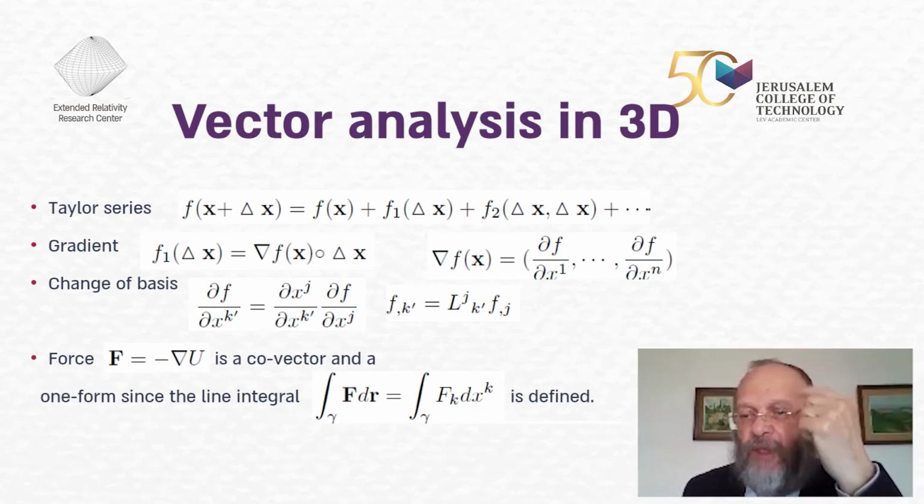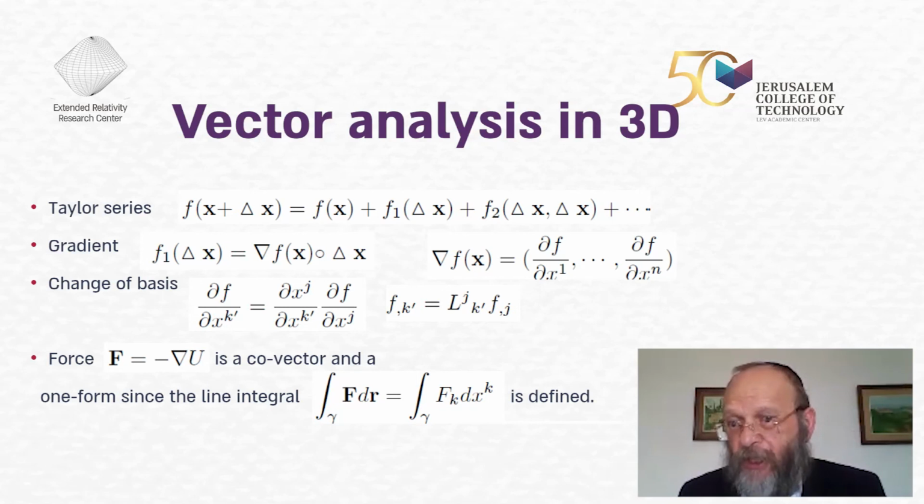Since the force is a covector field, it has line integrals. Why? Because under the line integral, you have dx^k. The x^k is an upper index. So in order to give a scalar, the other object has to have a lower index. So only covectors are one-forms.